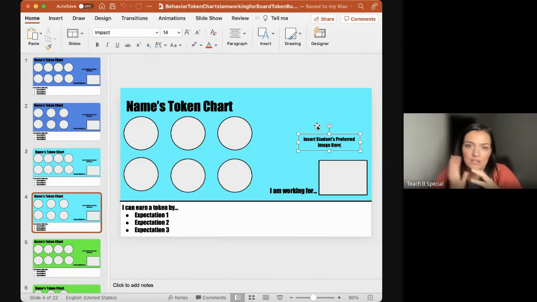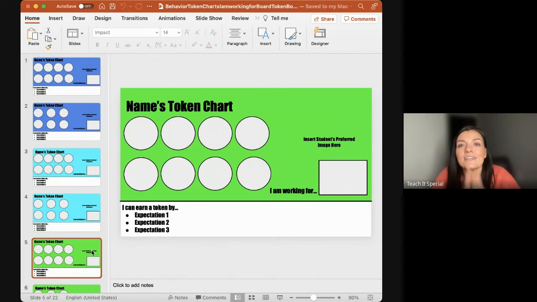Now with token charts, I like to target whatever the behavior is that they need to focus on. Maybe it's safe hands and feet. Maybe if it's work completion, you would say, I can earn a token by working for 10 minutes. So every 10 minutes that they complete work, they get a token. Maybe it's a student that really isn't working on much work and is hardly doing anything right now. Then that might be, I can earn a token when I work for 5 minutes.